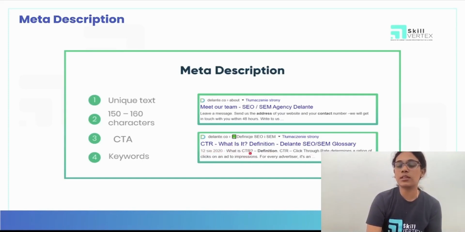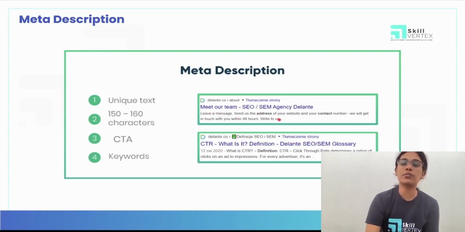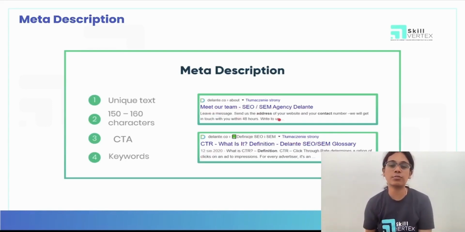Look at the meta description. It will be directly speaking about what is in the page and giving context to the heading that is here. So in the first thing, "Meet our team," the context is that if you want to meet our team, this is how you contact us and all this stuff.